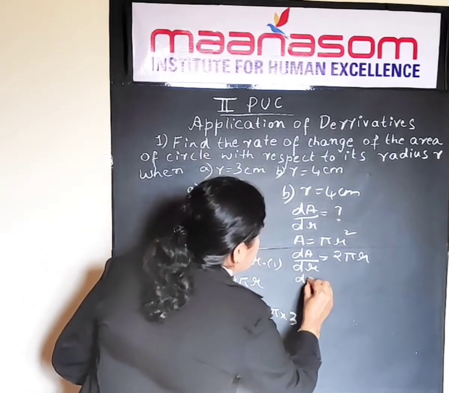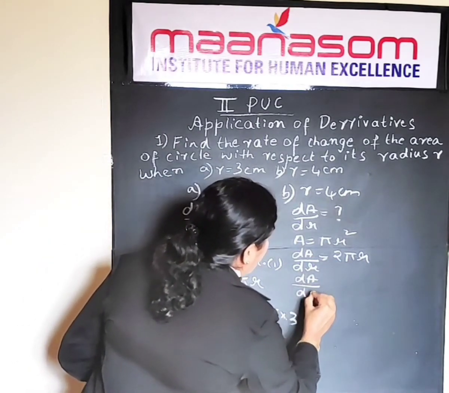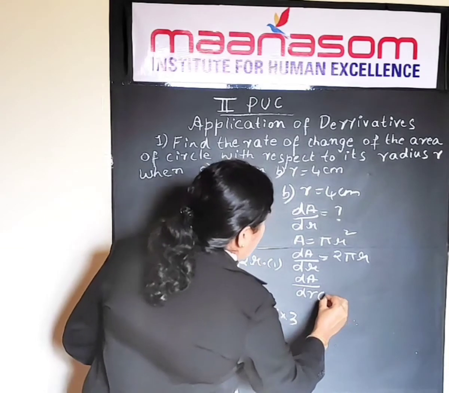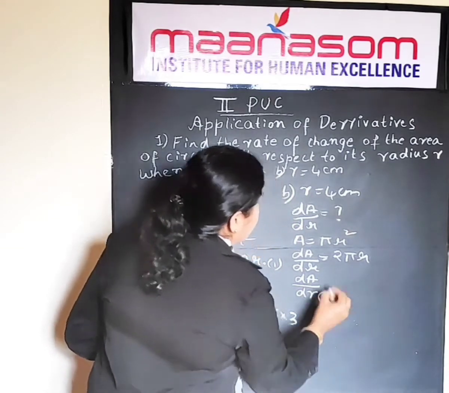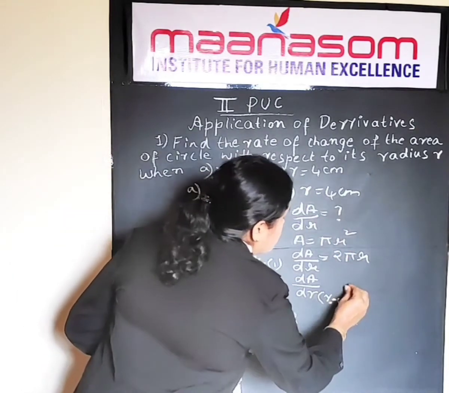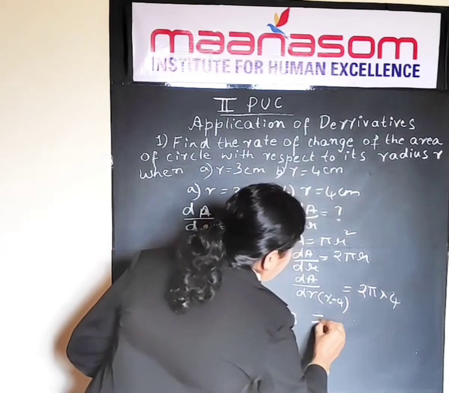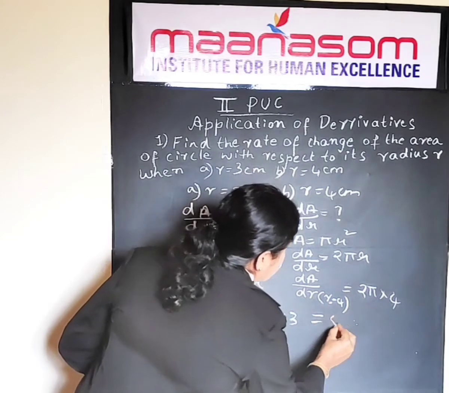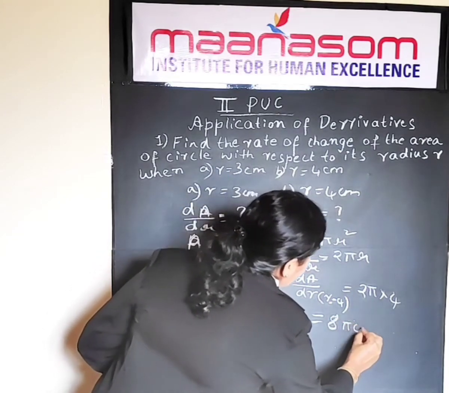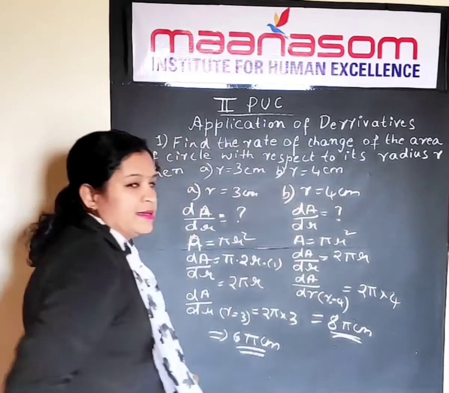Now let us substitute in dA by dr for r is equal to 4 cm. Given r is equal to 4 cm, so this will be equal to 2 pi into 4. 2 4s are 8. So 8 pi centimeter is the answer.